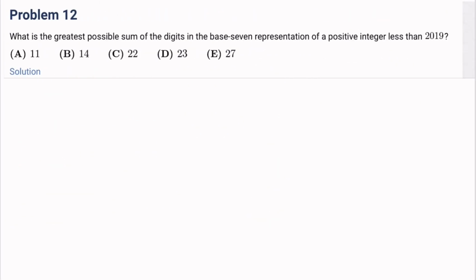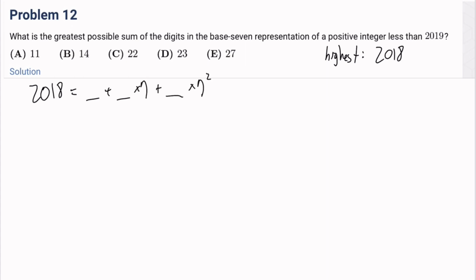Number 12, what is the greatest possible sum of the digits in the base 7 representation of a positive integer less than 2019, right? So since it has to be a positive integer less than 2019, then the highest it can be is 2018, right? And so the base 7 representation of 2018 would be equal to something plus something times 7 plus something times 7 squared plus something times 7 cubed, and so on, right? And times 7 to the 4th power, right?